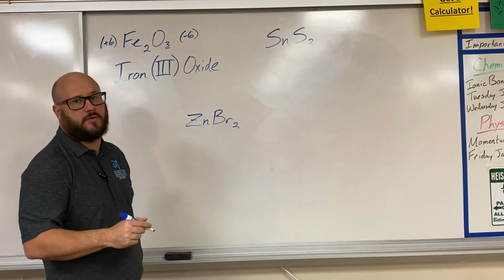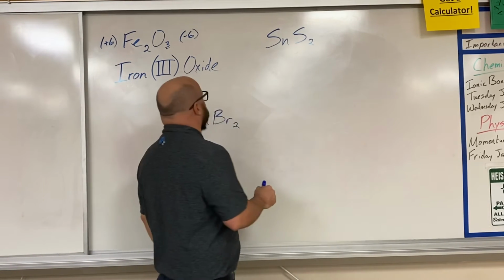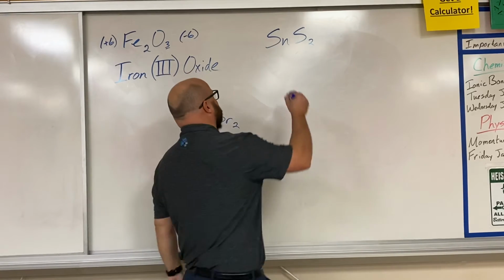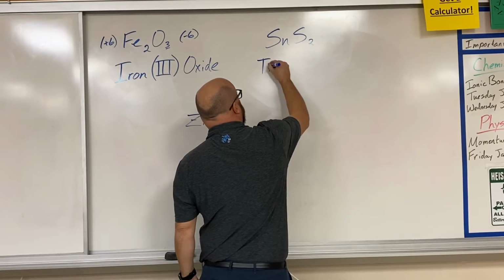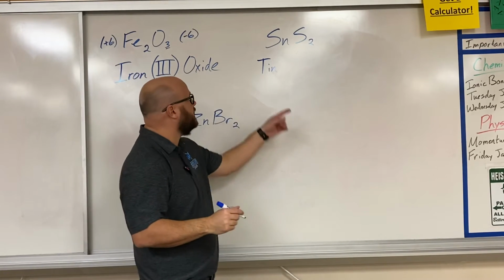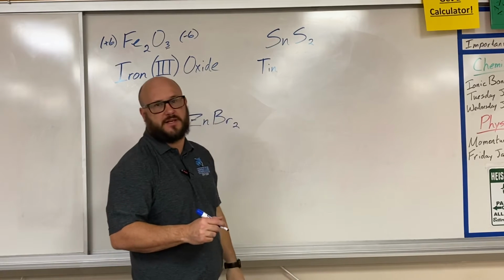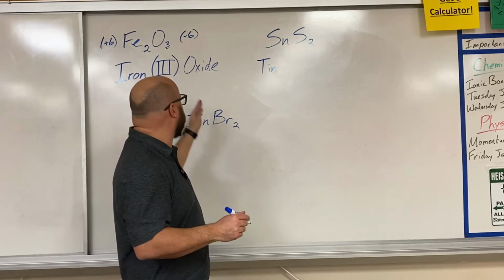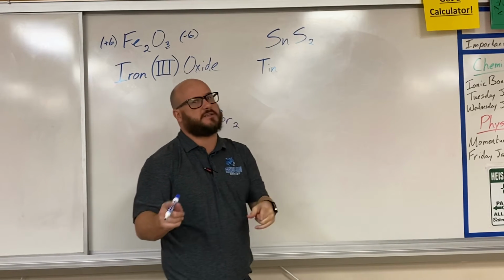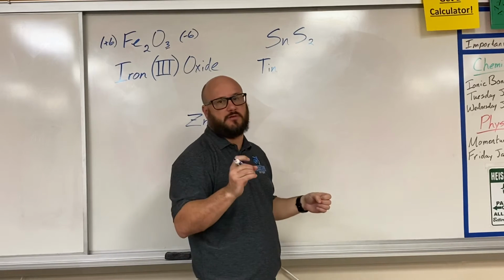Let's try a second one. SnS2. Find Sn on your table. Well, that's tin, and we write it just like it is on the table, no changing. Now we have to find out what the charge for tin is. Now, I told you before to look at the anion subscript, but this is one of those cases that doesn't work. So this is why you use the net charge of 0 technique.